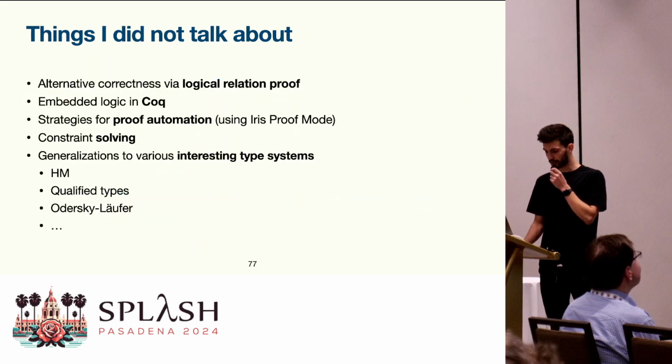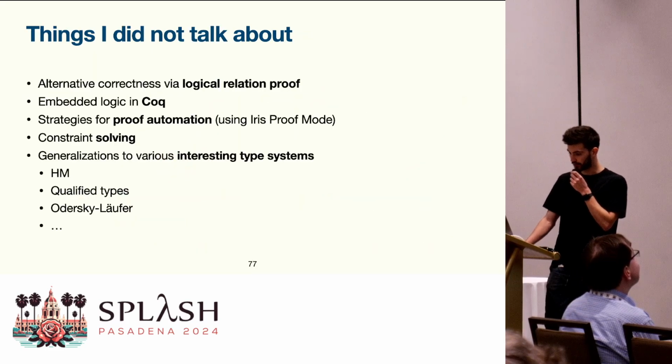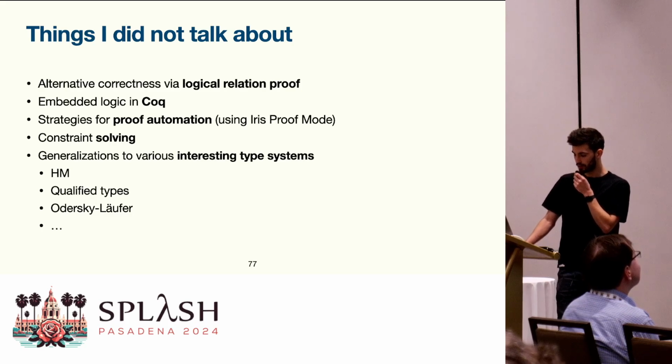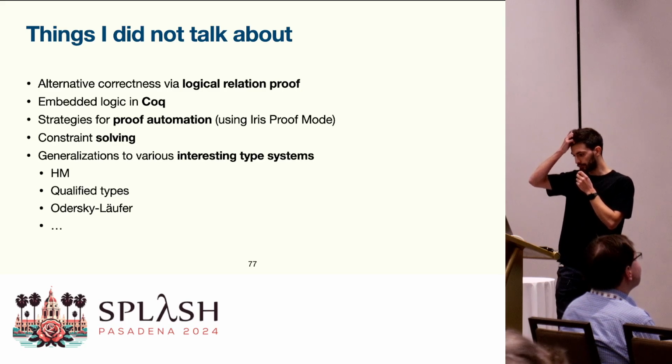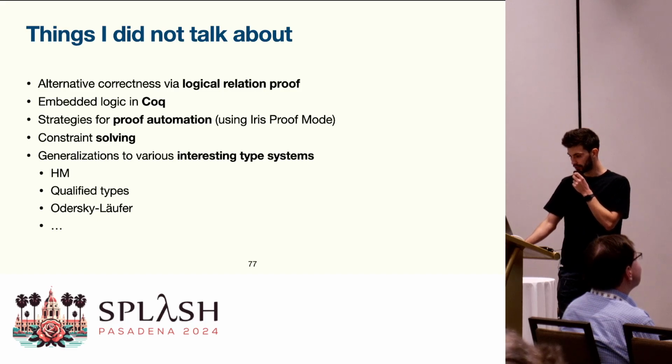And then there's a bunch of stuff that I didn't talk about. So there's another proof method using logical relations, or Kripke indexed logical relations. We used Iris for proof automation. There's constraint solving, and then various interesting type systems that we still should extend to.